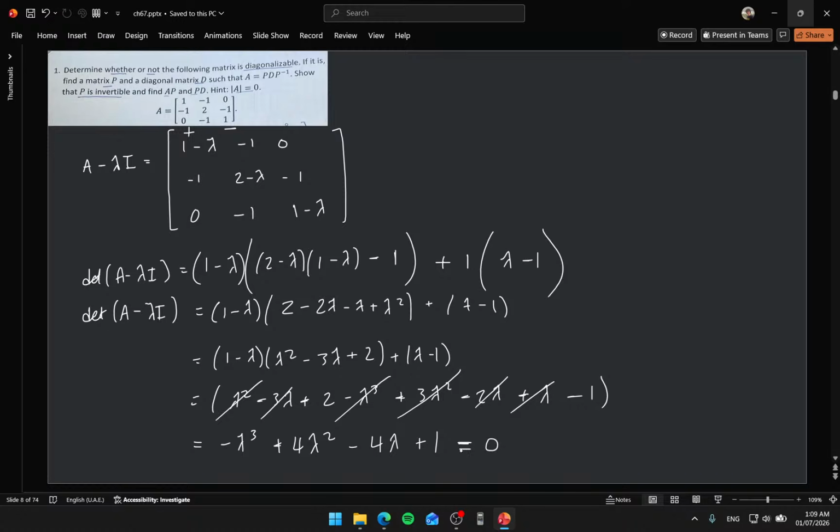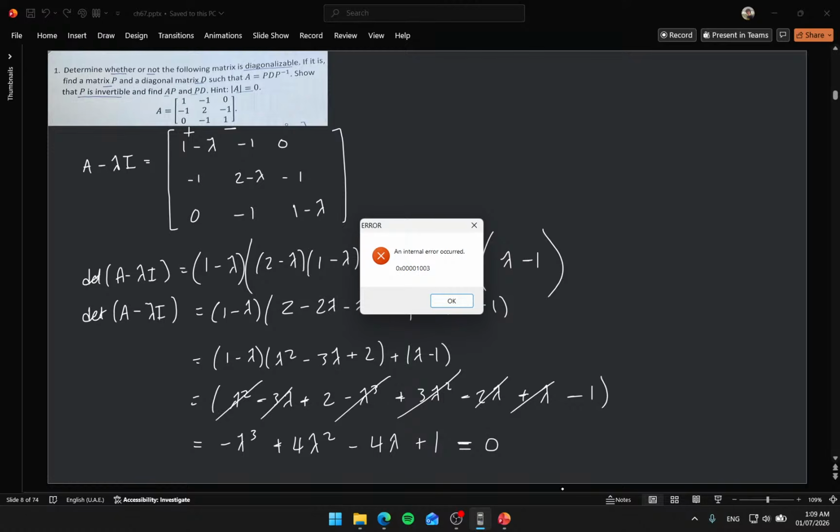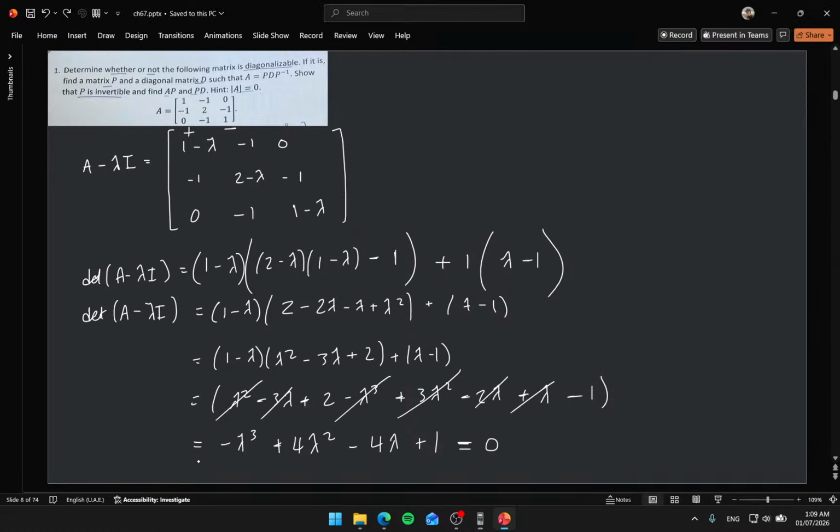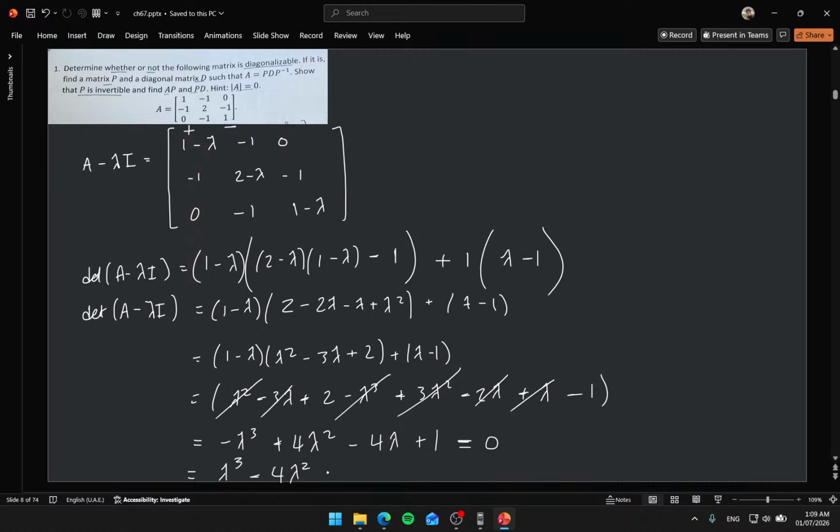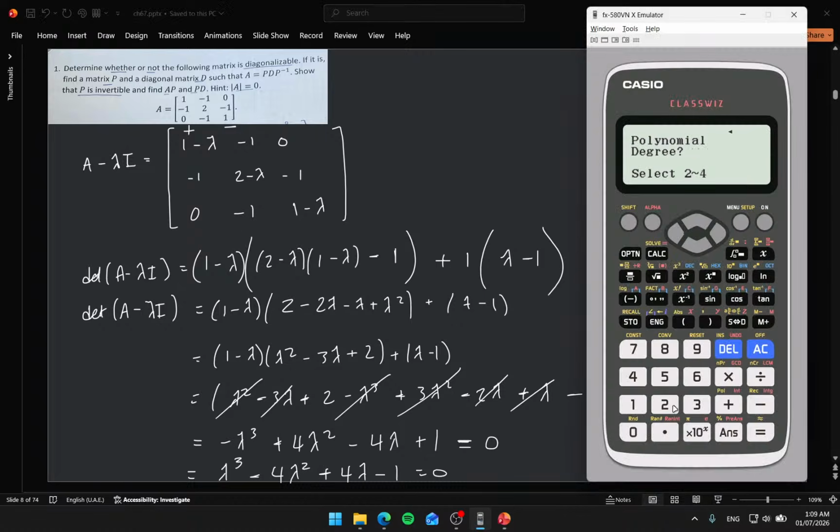Now we equal it to 0. Remember, we equal the determinant of A minus lambda I to 0. I have to show you this because it's important. First, it's good practice to keep the coefficient of the leading term positive. So we multiply both sides of the equation by negative. So lambda cubed minus 4 lambda squared plus 4 lambda minus 1 equals 0. Degree of 3. 1, negative 4, 4, negative 1.